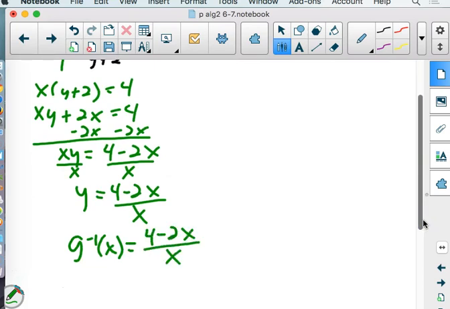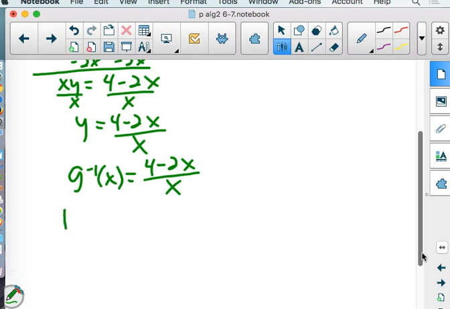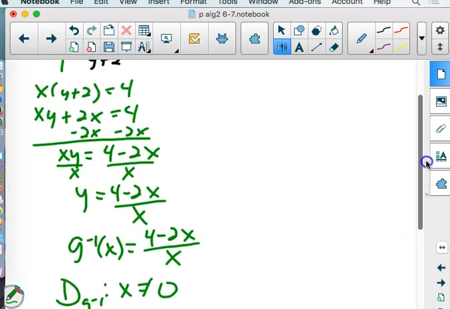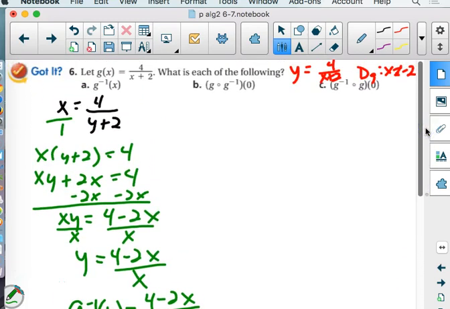But that means we have a new number we can't use. Zero's out. X can't be 0. So with the original, we can't put a negative 2 in. And with the inverse, we can't put a 0 in. We just have to be constantly thinking about that as they start throwing numbers at us and saying, do this, do that. So let's go to B.